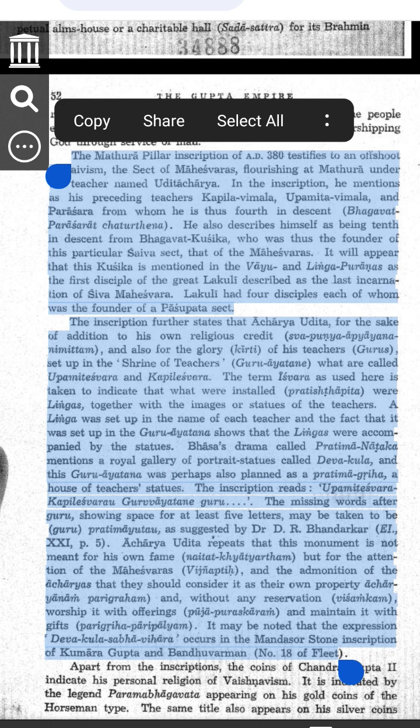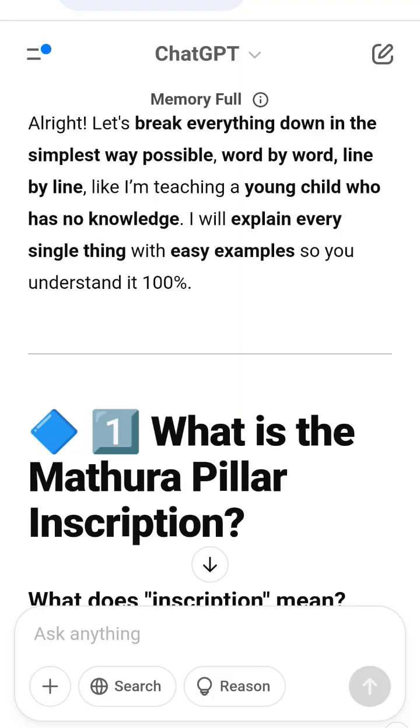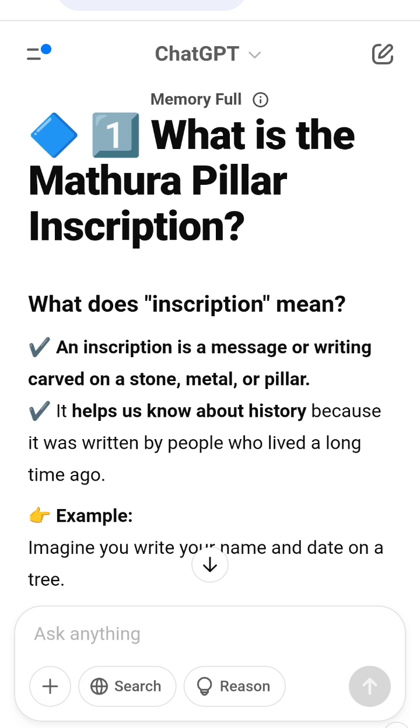5. What was the Guru Ayatana? The Guru Ayatana was a special temple dedicated to great teachers. The statues and lingas, Shiva symbols, were placed there. It was similar to a portrait gallery where important people were honored. Example: imagine a museum with pictures of famous scientists like Newton, Einstein, and Galileo. The Guru Ayatana was like a museum of great religious teachers. A similar portrait gallery for kings was mentioned, called Pratima Nataka.